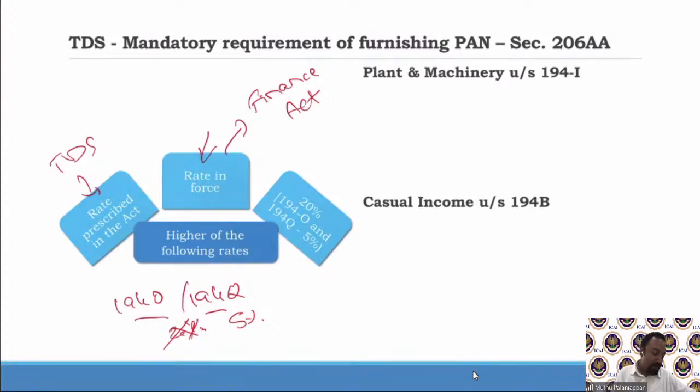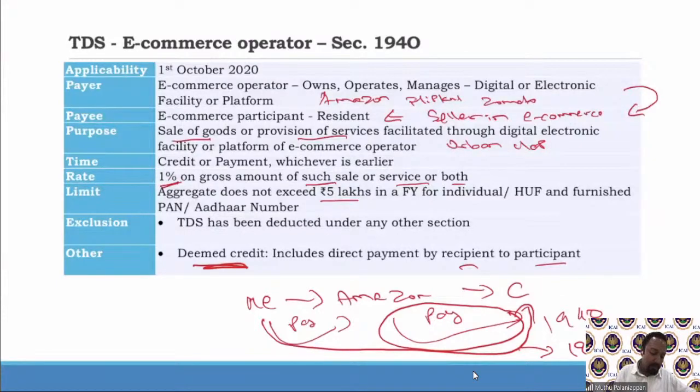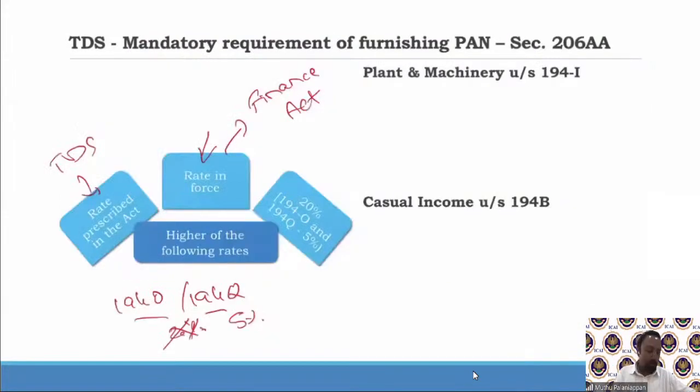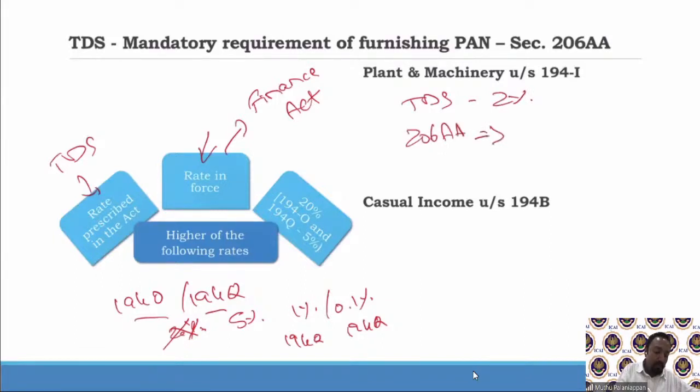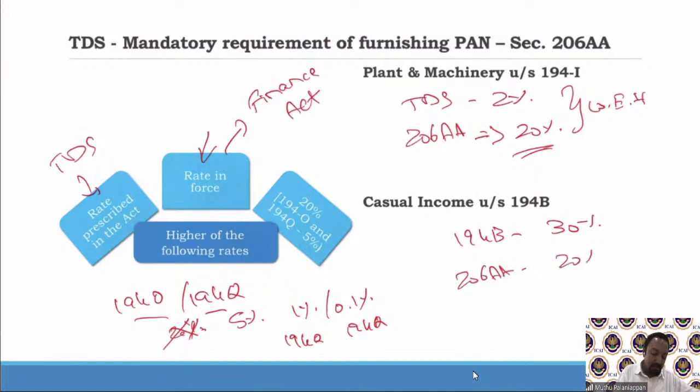What was the rate specified in 194O? It was 1%, right? So when you say 1%, 20% is a very huge amount. And for 194Q, it is 0.1%. So multiplying to 20% is very huge. To avoid that, it is restricted to 5% for these persons. Now we'll take an example for plant and machinery under section 194U. The TDS rate is 2%. What would the 206AA rate be? It would be 20%, because it is whichever is higher, right? In case of casual income, 194B, the TDS rate is 30%. What is the 206AA rate? The maximum rate is 20%, so whichever is higher. In this case, it is only 30%, right?